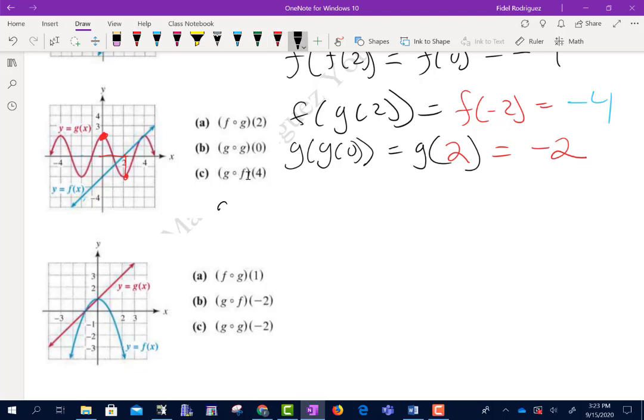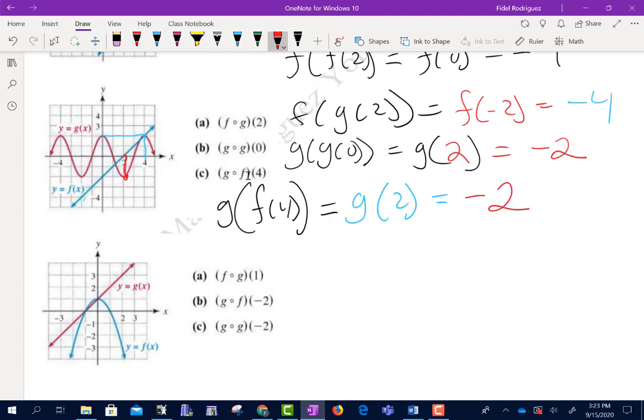And part C says we're going to find g of f of 4. Okay, so remember, f is the blue line. So when x is 4, the y value happens to be 2. And for the red function, when it's 2, the y value there is negative 2. Okay.